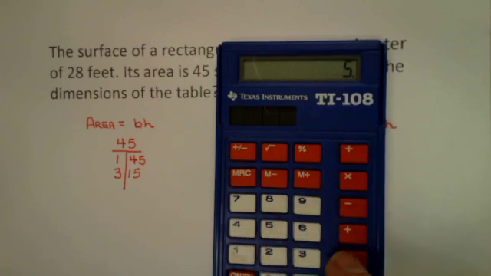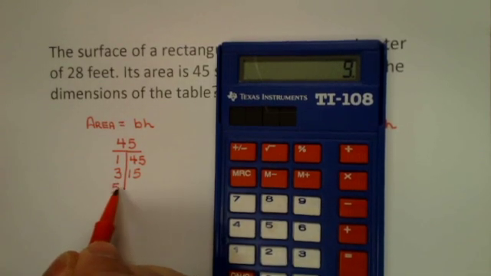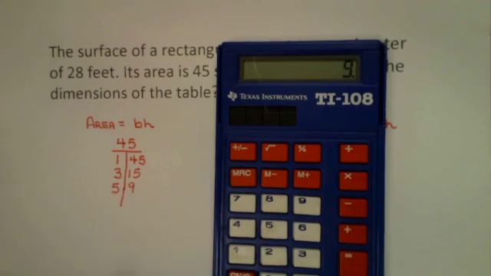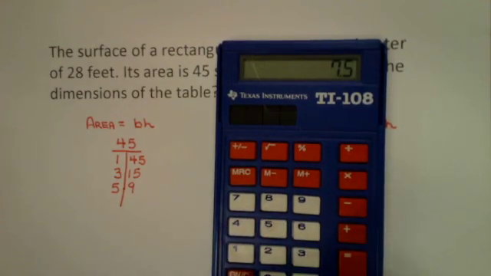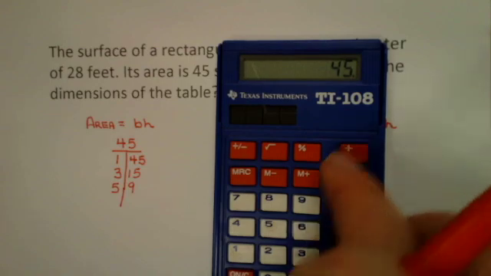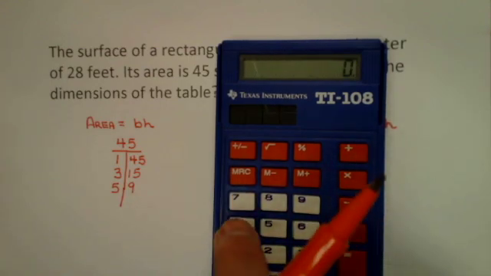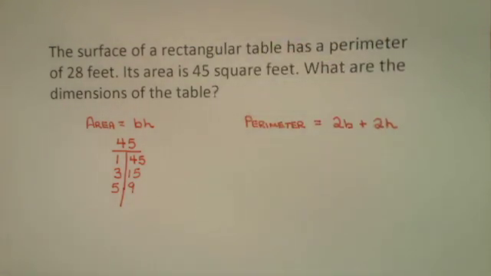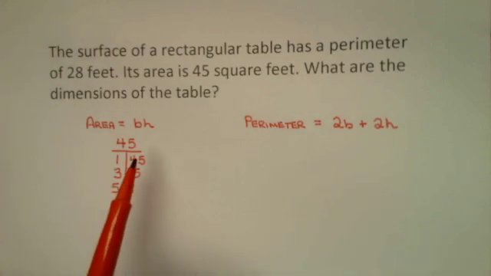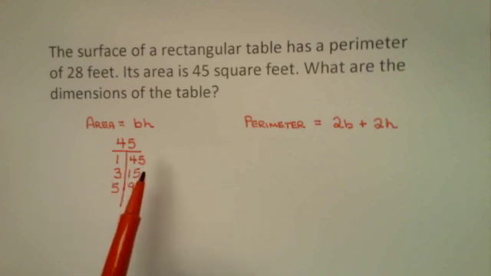45 divided by 5. 5 and 9. I only have 6, 7, and 8 to check. 45 divided by 6. Nope. 45 divided by 7, no, and 45 divided by 8. These are all the numbers that multiply together to give you 45. These are the only ones that are possible. These are the only numbers that'll work. It's either a 1 by 45, a 3 by 15, or a 5 by 9.